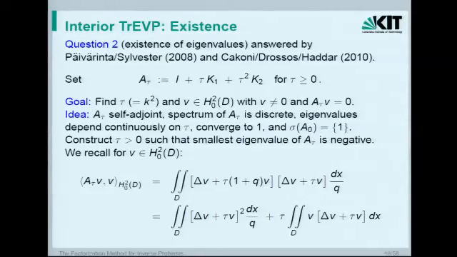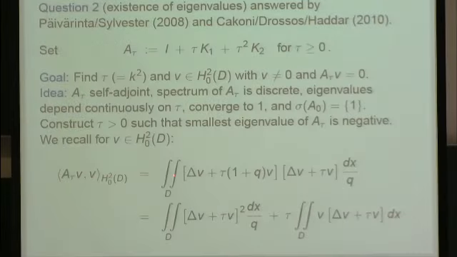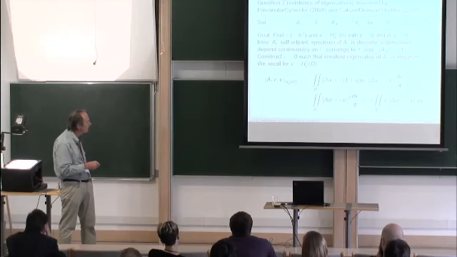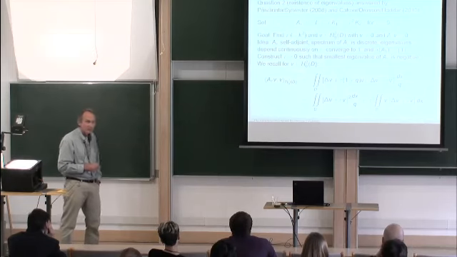And this was again my A tau, with the bilinear form. I had written that in this form here, but now for psi equal to v, so for this bilinear form, you have something like this. Here your q appears, and here there's no q anymore. This is the idea of Päivärinta and Sylvester, actually, and they constructed a particular v such that this part is negative.